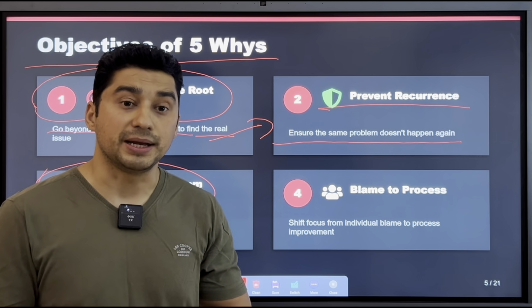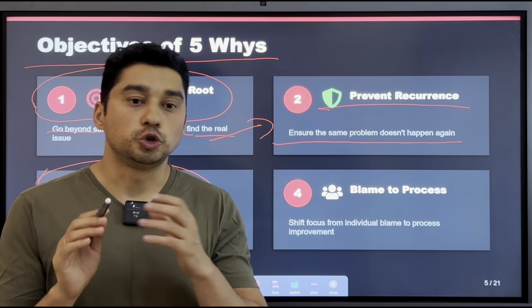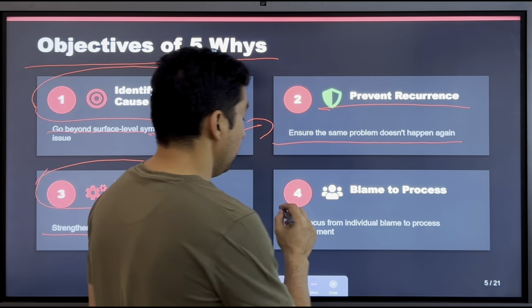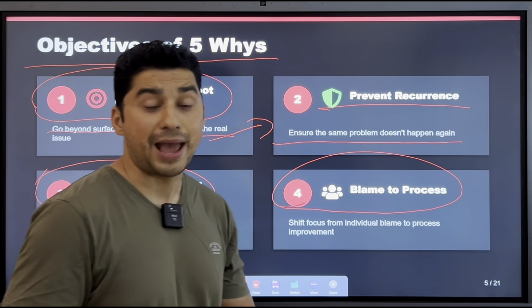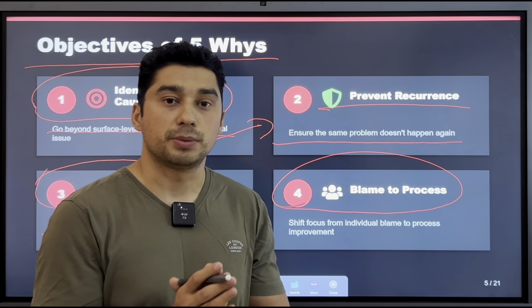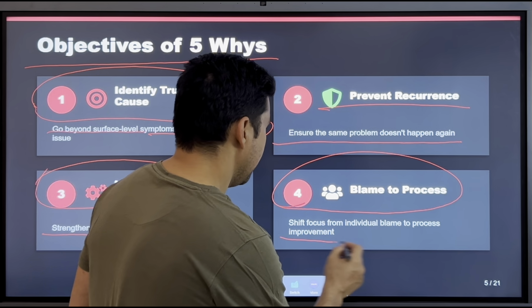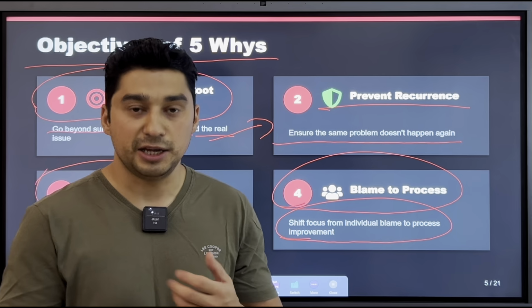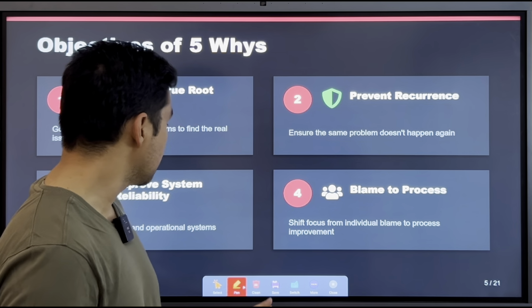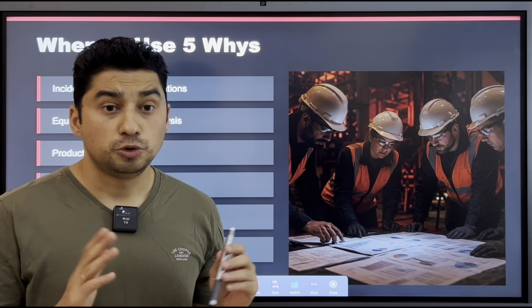And most importantly, part number 4, shift from blaming the individual to improving the process. Blame should not be there. Okay, don't blame anyone. Simply improve the process and improve the approaches as well. So we simply have to improve rather than blaming the individual. So these are the main objectives of the 5 Why analysis to do the investigation.